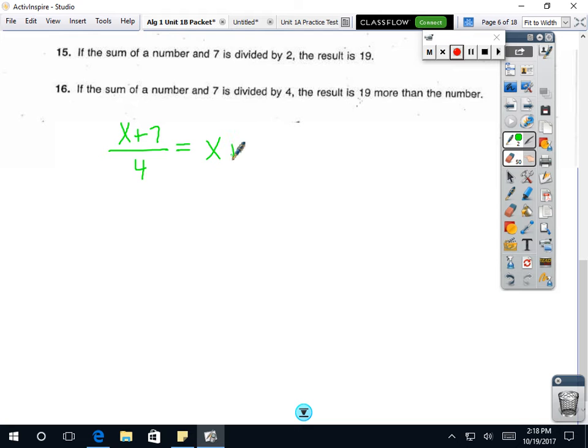Jamarion, you're about to go sit somewhere else so I can teach. X plus 19. No, I don't mean in this room.